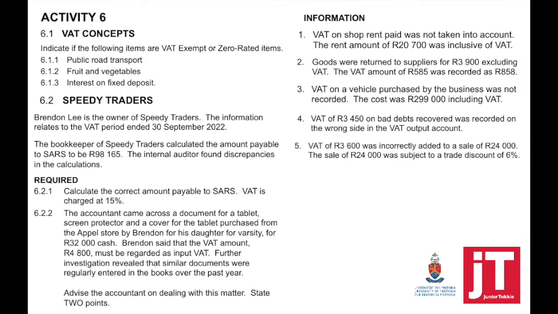Question 6.2. Brendan Lee is the owner of Speedy Traders. The information relates to the VAT period ended 30 September 2022. The bookkeeper of Speedy Traders calculated the amount payable to SARS to be $98,165. The internal auditor found discrepancies in the calculations.